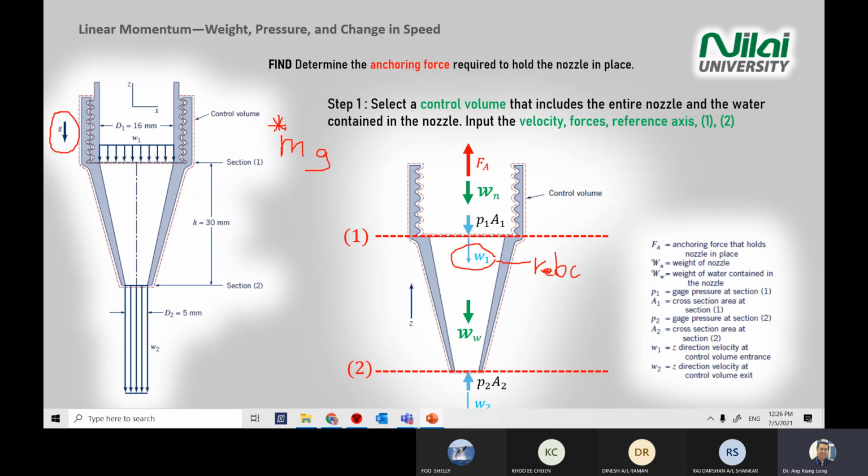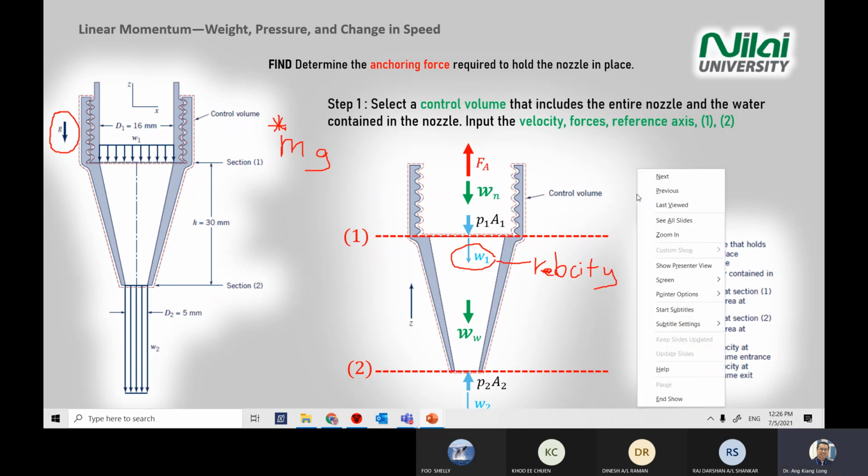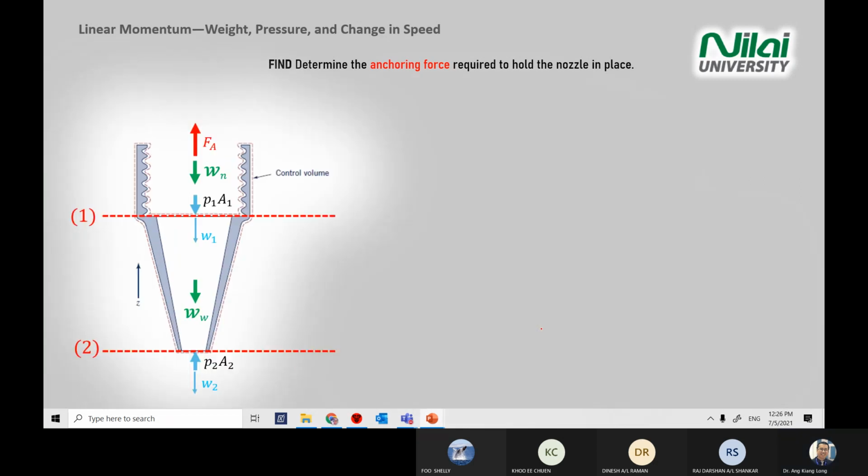Apologize for my writing. Velocity, so velocity at point 1 and velocity at point 2. Okay, once you have all these things, then you can start solving the question. Oops. Okay, so I put the diagram on the one side.